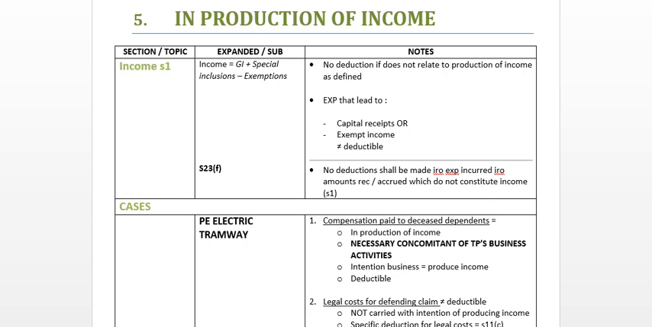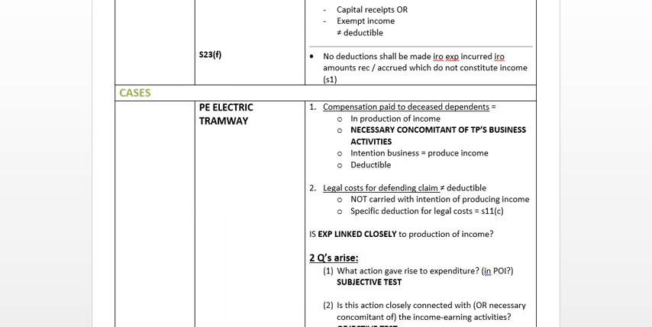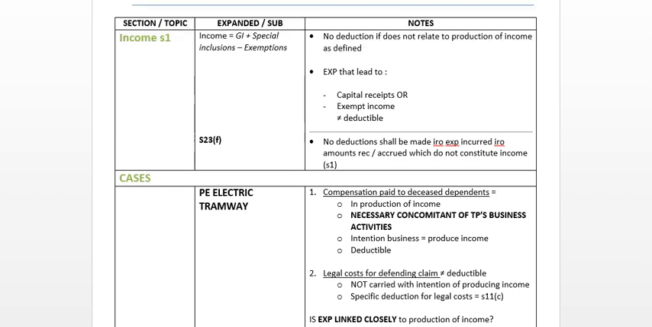Section 23F says no deduction shall be made in relation to expenditure incurred or amounts received or accrued which do not constitute income. So as I said, this expenditure should be in the production of income. If it's just your normal cost for food or whatever, that's not related to your trade, so it's not going to lead to income to you, so it's not a deduction.